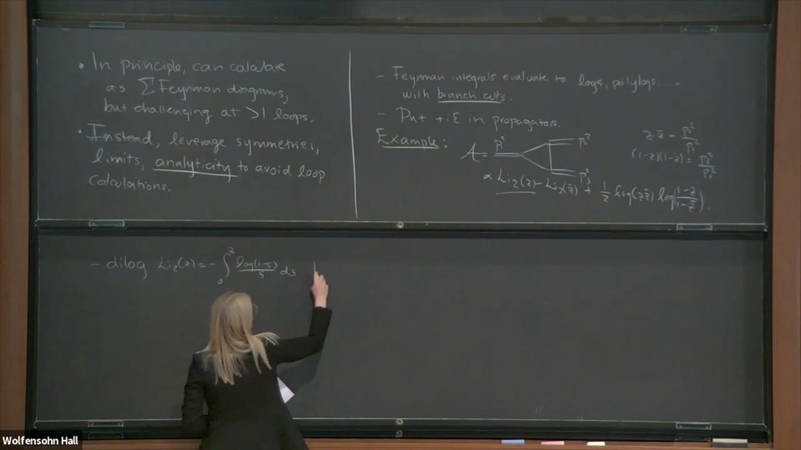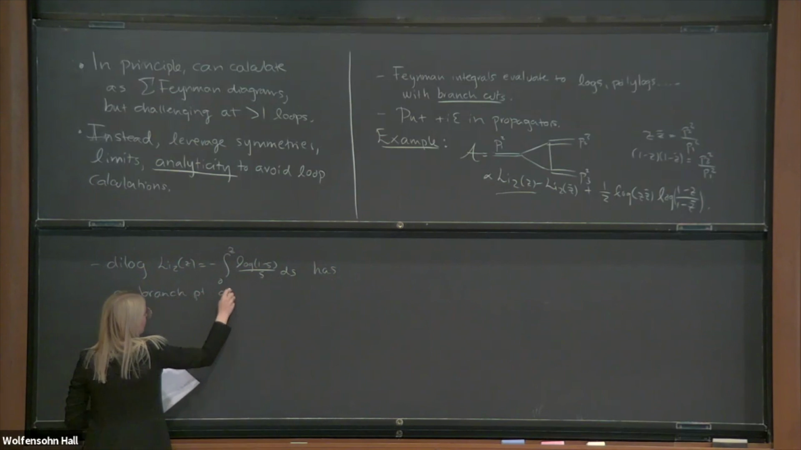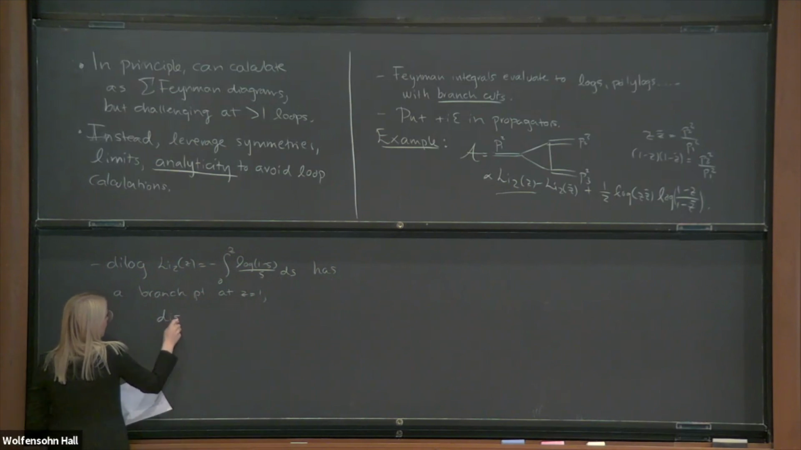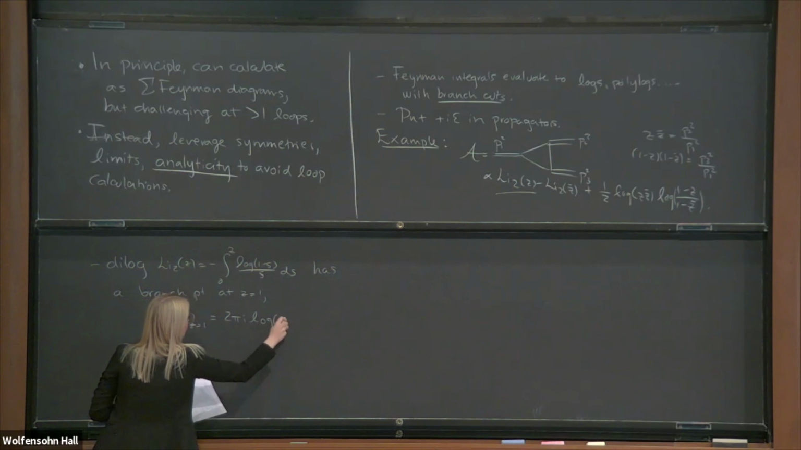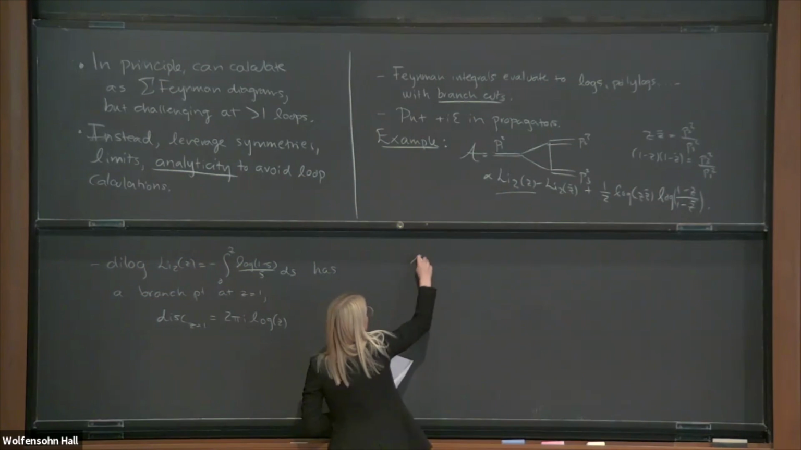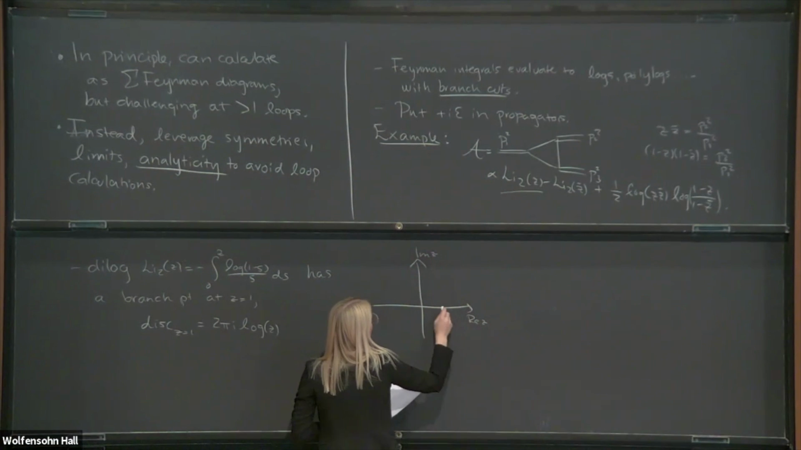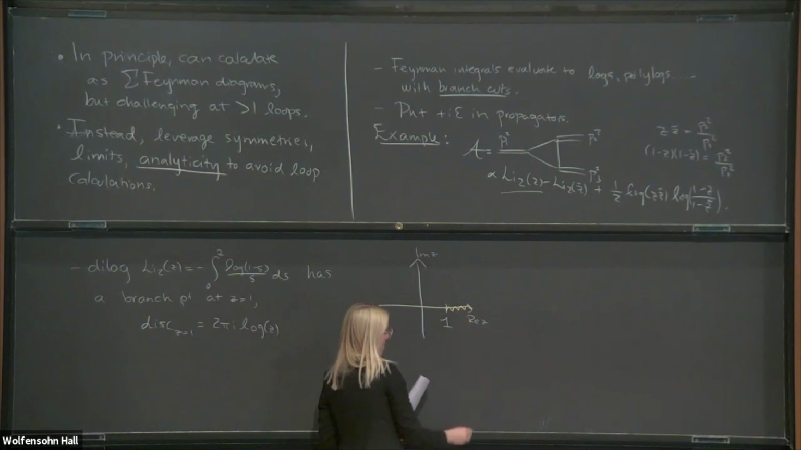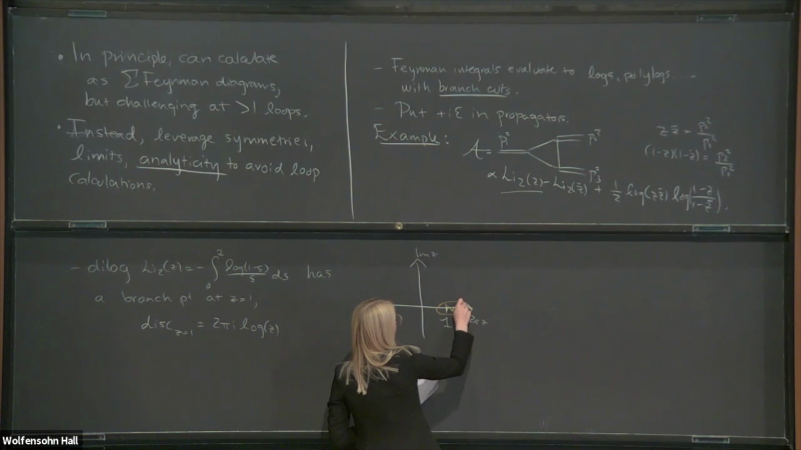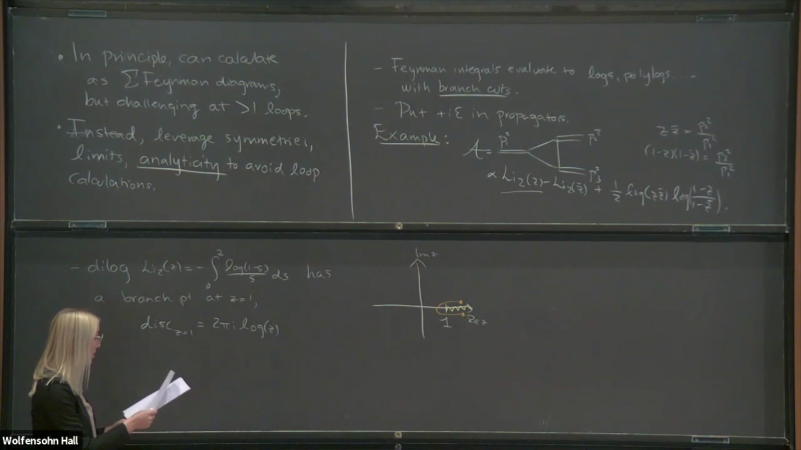So this function has a branch point at z equals 1, with a discontinuity across the branch cut at z equals 1 equal to 2 pi i times the log of z. Meaning that if I draw this function in the complex plane, there will be a branch cut starting at z equals 1, which we conventionally take to go along the real axis. And if I take that function and analytically continue it from right above the branch cut to right below the branch cut, the difference between the two functions will be 2 pi i times the log of z.